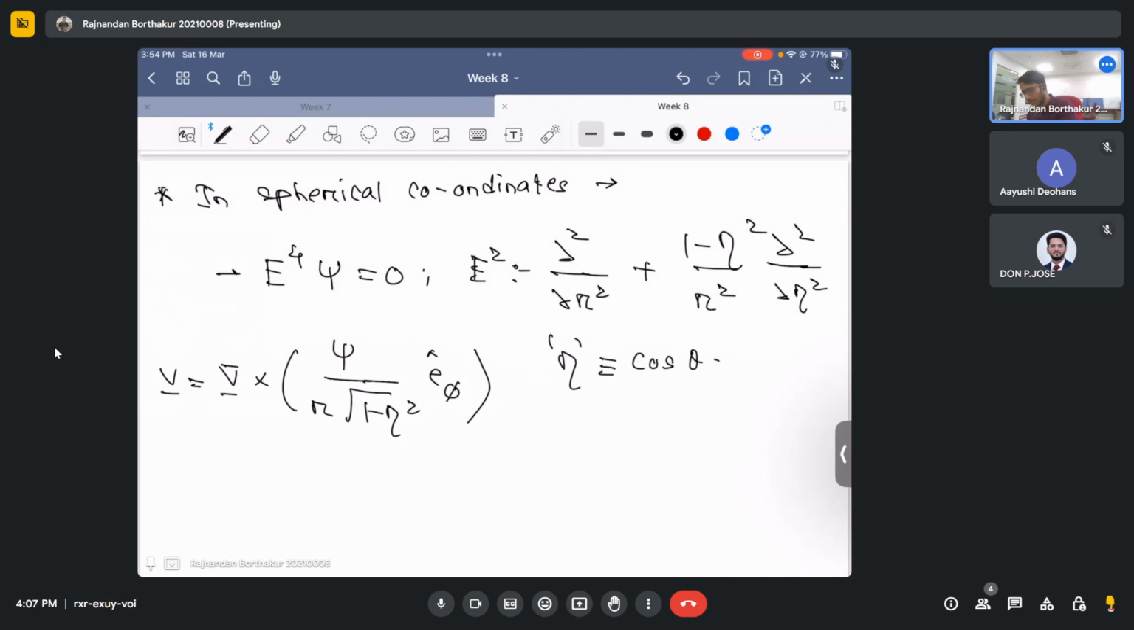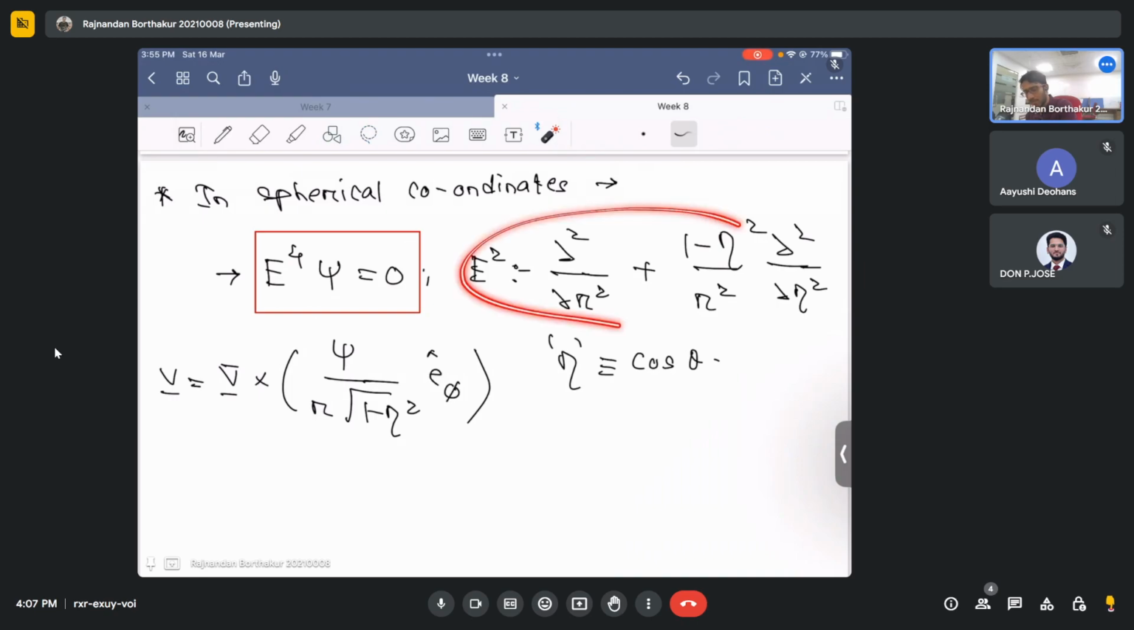This is the equation that the stream function satisfies in the spherical coordinate system, where E square is basically this. We have introduced a new variable eta in place of theta, where eta is basically cos theta. The idea is basically to simplify the equations that we will be solving. We will see that shortly. But generally in spherical coordinates, instead of using theta, we transform it into the eta variable.